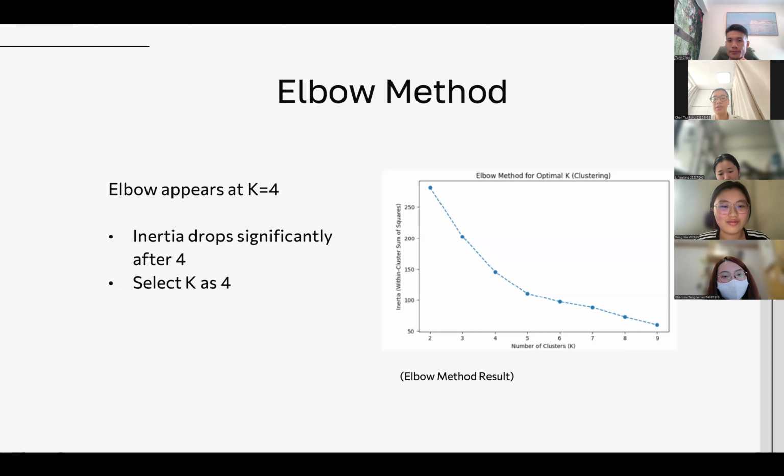And the elbow method is to determine the optimal number of clusters. So k equals 4 is chosen since it is the best option, as the inertia drops slowly after this point.